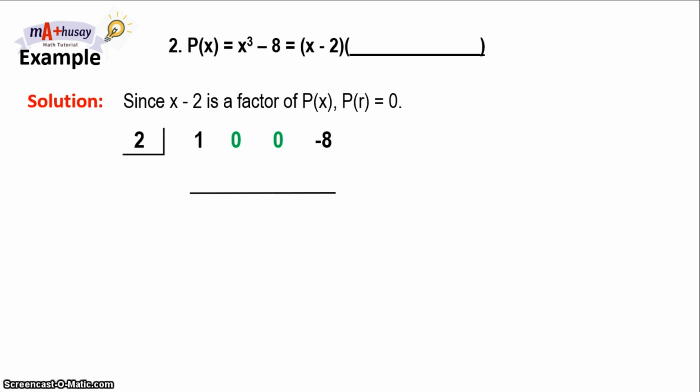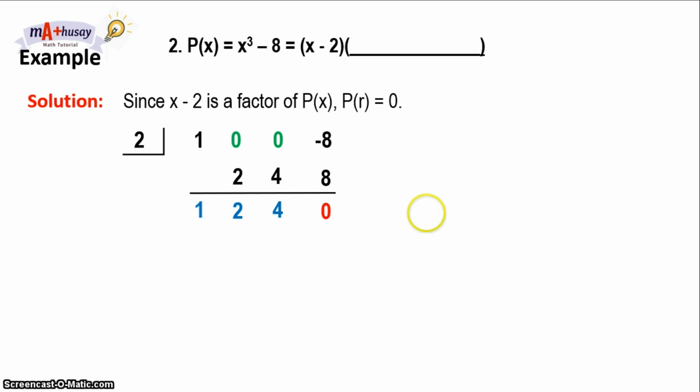Following the procedure of synthetic division, again bring down 1. Then 2 times 1 is 2. 0 plus 2 is 2. Now 2 times 2 is positive 4. 0 plus 4 is 4. So 2 times 4 is 8. So negative 8 plus 8 is 0.